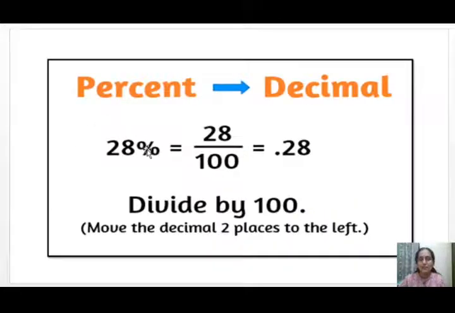Yeah, when the percent is given, how to convert percent to the decimal number? When the percent is given, 28%, 28% means it is 28 by 100. The denominator is 100. Now divide the numerator by 100. The decimal point is here after 8. It will move 2 digits to the left. It is 0.28. The corresponding decimal number is 0.28 for 28%.